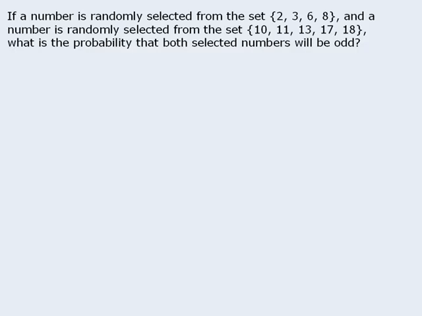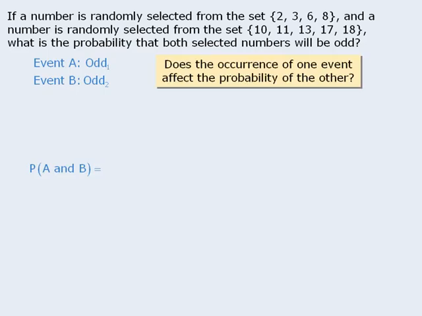In this question, we are selecting one number from the first set and one number from the second set. We want to find the probability that both selected numbers are odd. For this question, we'll say that event A is selecting an odd number from the first set, and event B is selecting an odd number from the second set. To find the probability that events A and B both occur, we should first determine whether these two events are dependent or independent.